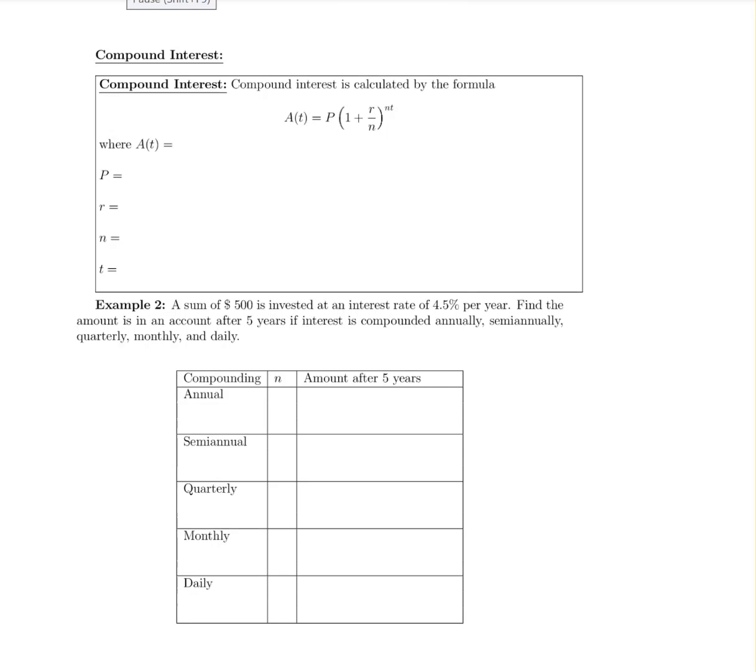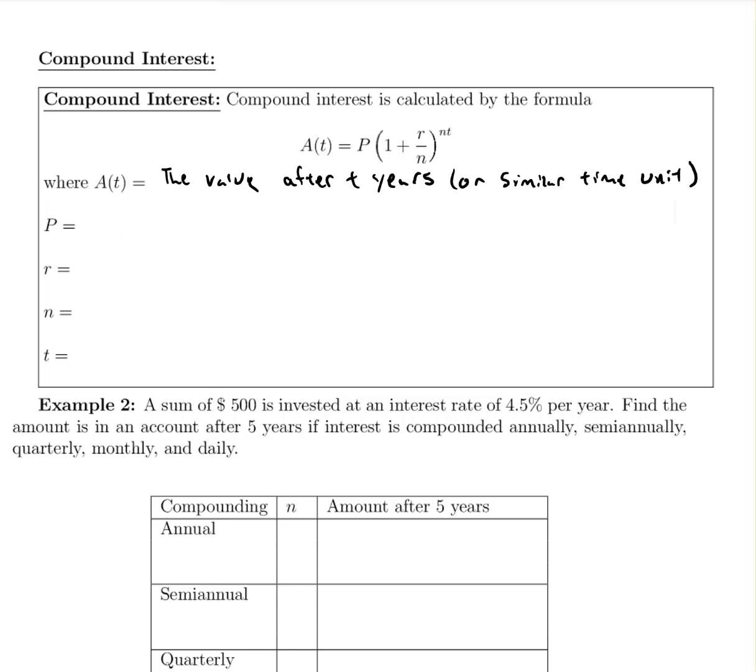And compound interest is a formula just like I have here. A(t) equals the value after t years, or maybe you're working in another time unit. It could be months, days. It really depends on your problem. P is the principal investment, which in terms of these types of problems means the amount invested or put into something at time t equals 0.